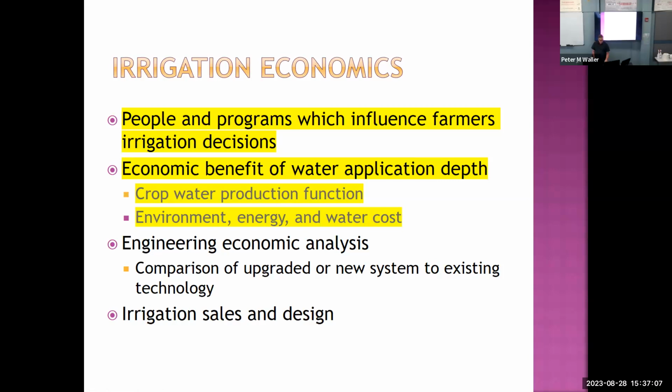And the chapter actually presents three perspectives on irrigation economics. The first is what we'll cover today. So that's the benefit of applying a certain amount of water versus the yield that you'll get. And so that's the crop water production function. And so from an economic perspective, there's a point at which applying more water to a crop costs more than the additional yield that you'll get, because there's a decreasing return when you over irrigate.